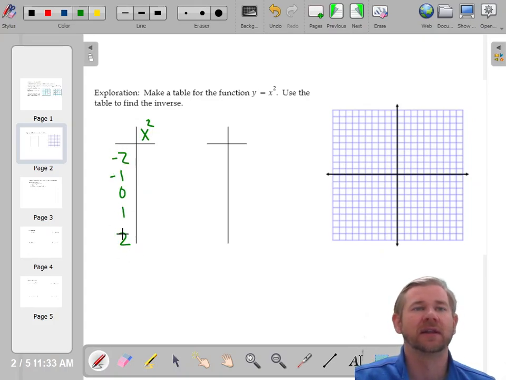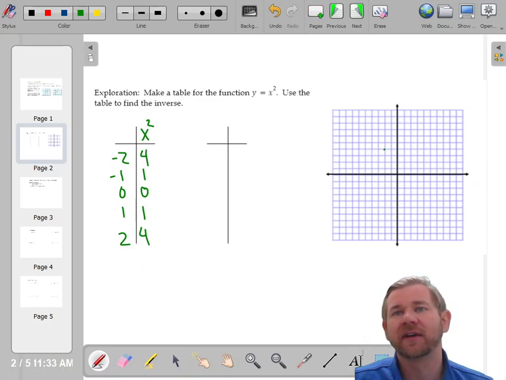Let's start here. 0 squared is 0, 1 squared is 1, 2 squared is 4. Negative 1 times negative 1 is also 1, and negative 2 times negative 2 is also 4. So you can see there's some symmetry here. This is the graph of y equals x squared.